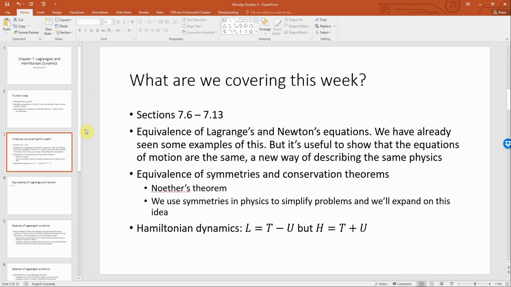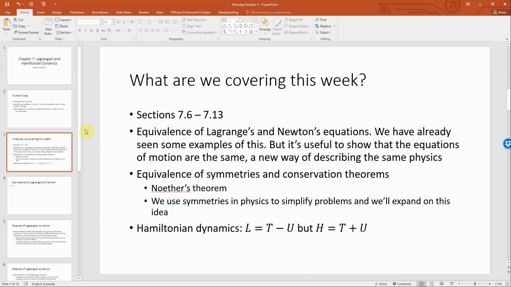We'll also be covering in this lecture the equivalence of symmetries and conservation theorems. So this is Noether's theorem. Emmy Noether was a famous mathematician and physicist from the early 1900s. And she came up with recognizing that symmetries led to conservation of various properties, which have fundamental repercussions in physics, from quantum mechanics to general relativity. So we'll use the symmetries in physics to simplify problems, and this will be kind of like a formalism on how to expand on this idea.